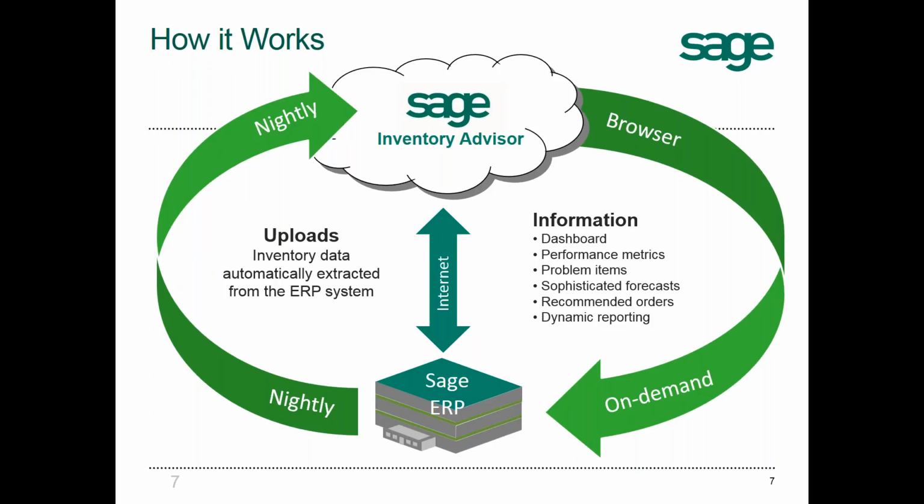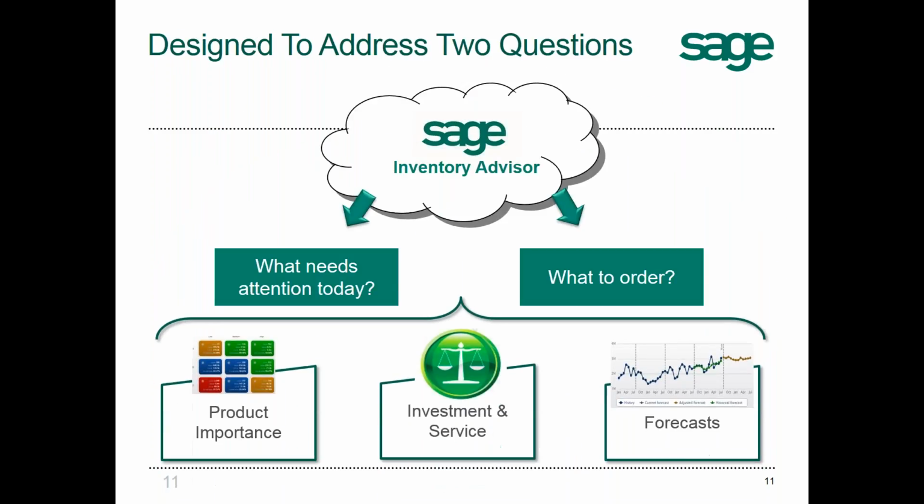A couple more slides, and then we'll jump right into the software. But what Inventory Advisor is designed to do is answer a couple of questions. From an inventory perspective, is there anything that needs attention? Are you out of an item, about to run out of an item?